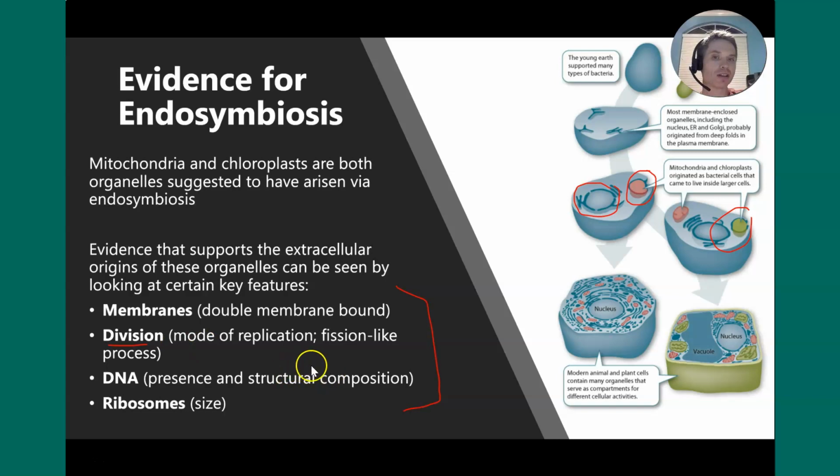The next evidence is how these organelles divide. They divide in a process called binary fission. This is similar to the way that bacterial cells also divide. The next piece of evidence, which I consider the most convincing, is the presence of DNA. Yes, the mitochondria and the chloroplast have their own DNA. Its DNA is a circle similar to that found in bacterial cells and not linear like our cells. And the last and final piece of evidence is the presence of ribosomes. These ribosomes are smaller like you would see in a bacterial cell and not like our cells.